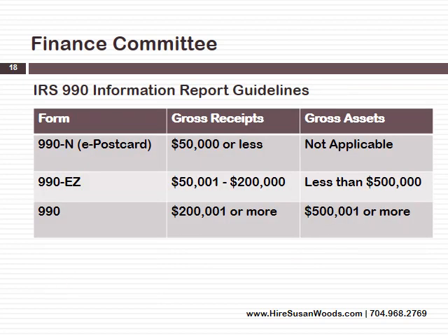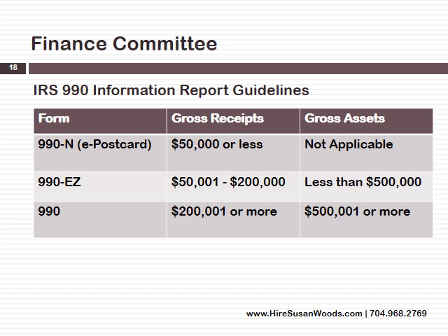The finance committee will also make sure that the finance manager adheres to the IRS 990 information report guidelines, and they will remind them of the guidelines and the reporting requirements. For example, if the gross receipts are $50,000 or less and they don't have any assets, then they will let them know they can file the 990N, which is also called an e-postcard, and you can file that online at irs.gov in like 15 minutes.